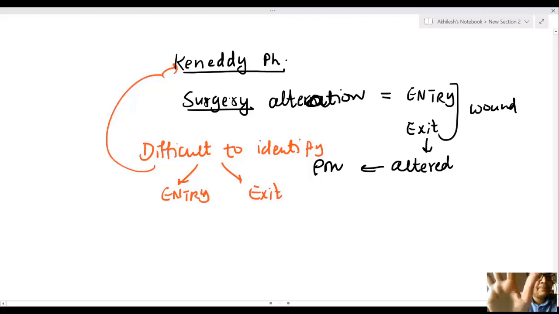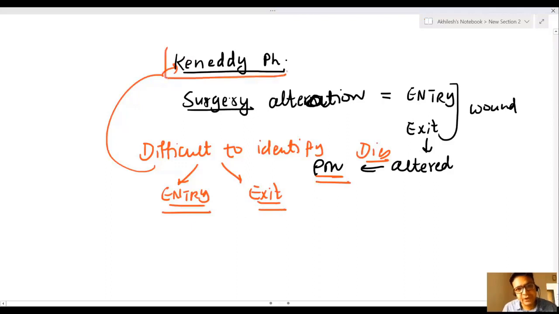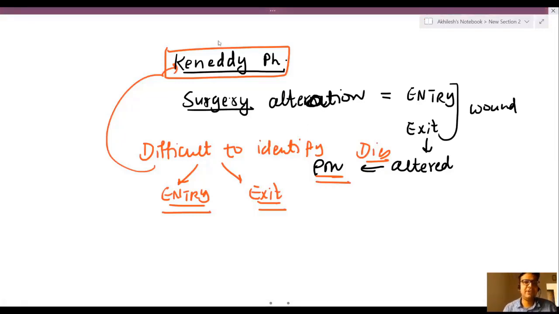Very simple, sir. The surgeon goes for surgery. Every entry and exit wound, he cleans everything. But if this person dies, in postmortem it becomes very difficult to identify which is the entry wound and which is the exit wound. This phenomena is Kennedy phenomena. In very simple words, surgical alteration leading to difficulty in identifying entry or exit wound is Kennedy phenomena.